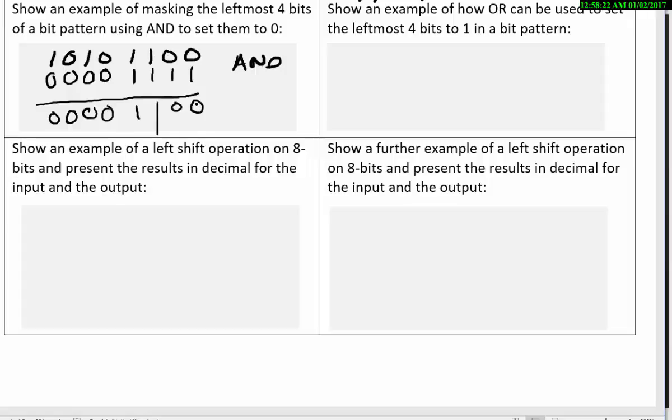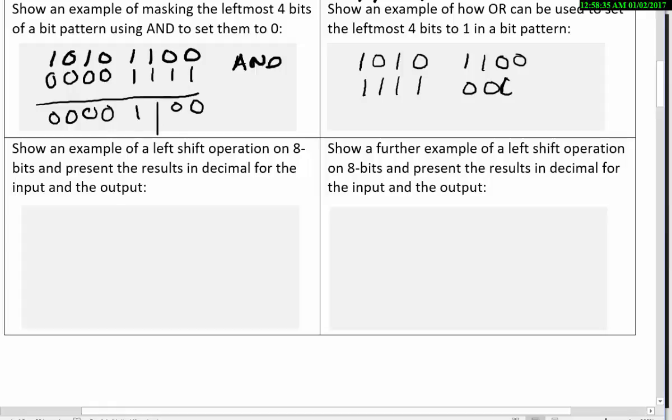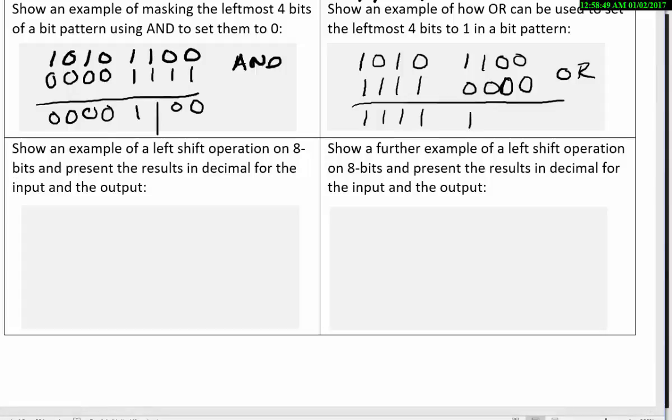So OR can be used to set the leftmost 4 bits to a 1 by having a 1 there, and whatever they were before doesn't matter, because using OR, that will force these values to be a 1, because one or the other or both, and then this will be whatever it was before. So that forces those all to a 1, which could be used for image processing.